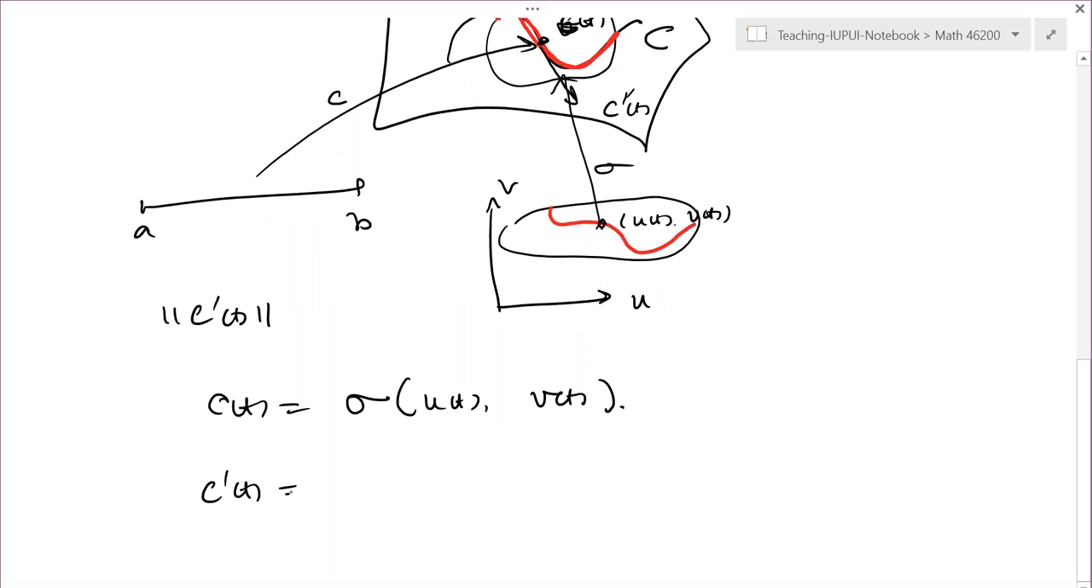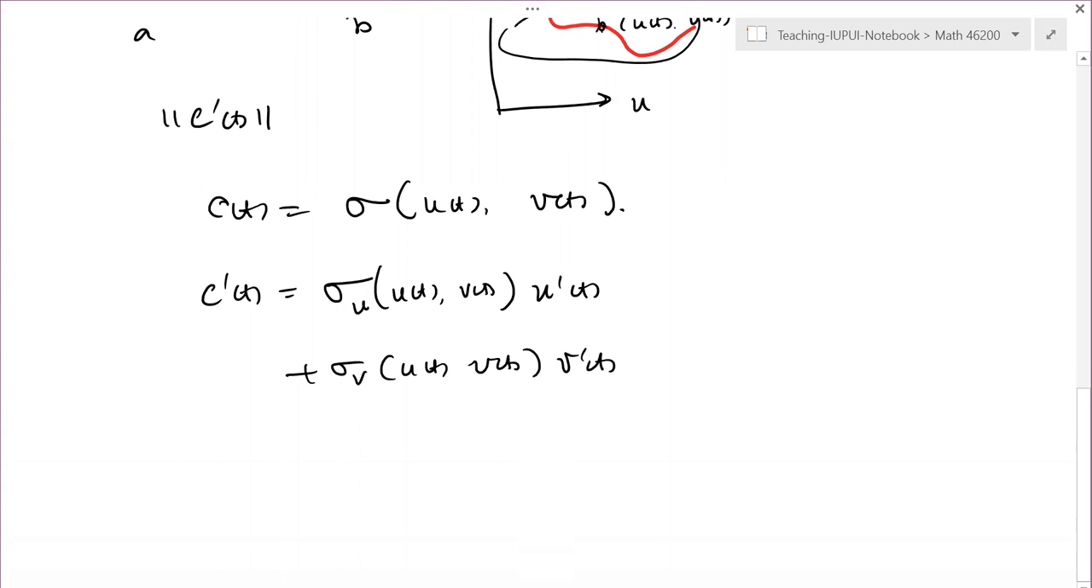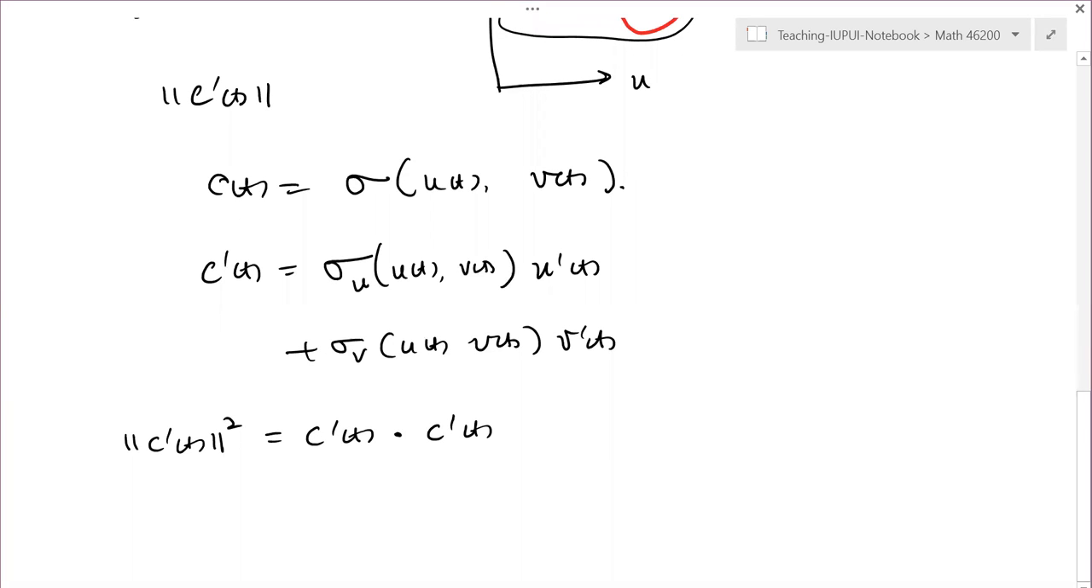Right. So let's take C prime of t. Use the partial derivatives and the chain rule, and I have this. The length squared of C prime of t is C prime of t dot C prime of t. It's a dot product in three-dimensional space, so you can use the dot product. Otherwise, in general, in high dimension, you have to use the inner product. So how can I do that?